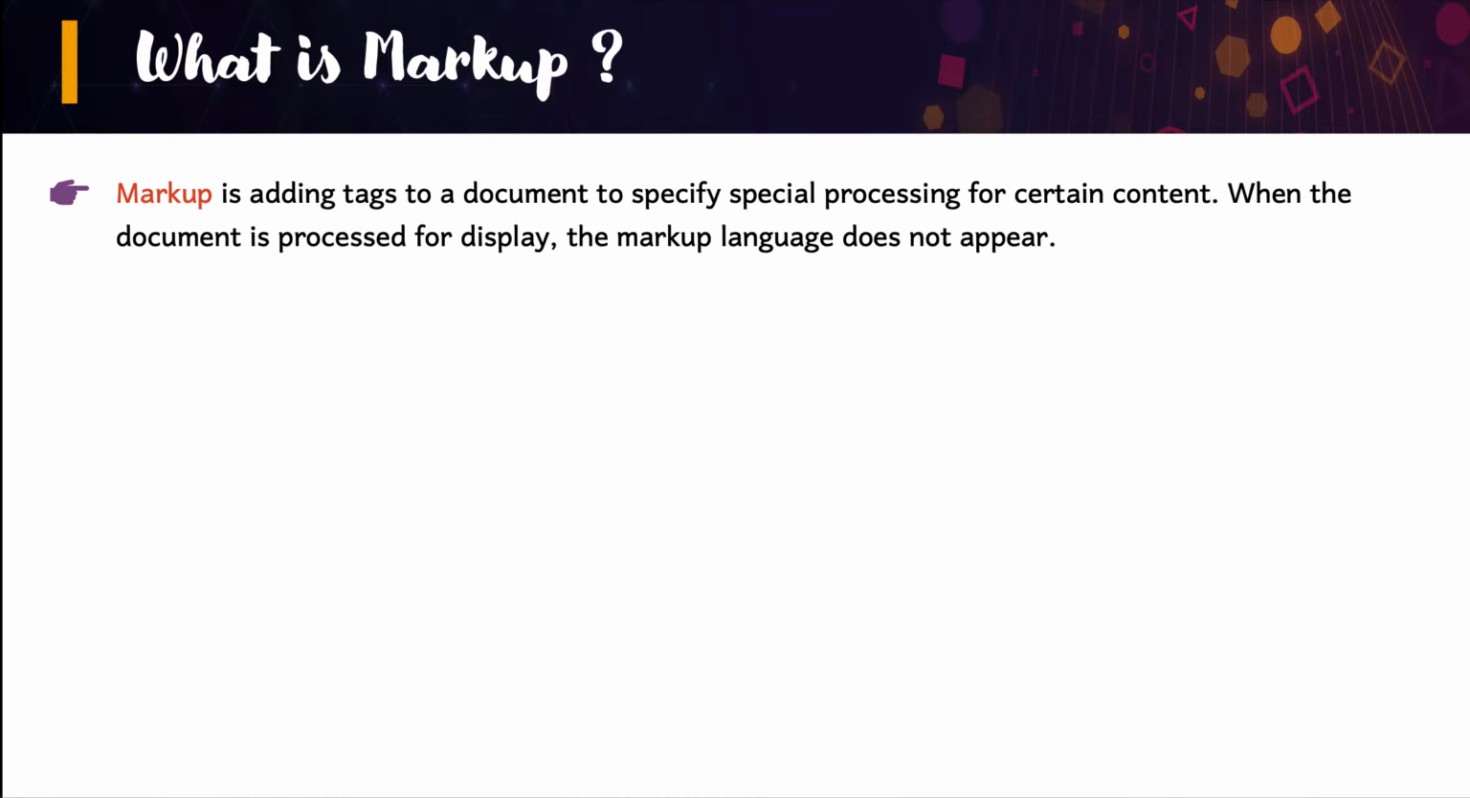What is markup? We talked about markup briefly. Markup is essentially adding some tags to the document, and these tags specify special processing for some content. The browsers use these tags and then they know exactly how to display the specific content. But when the browser displays the page, the tags do not appear. The markup language does not appear to the person who is reading the web page on the browser.